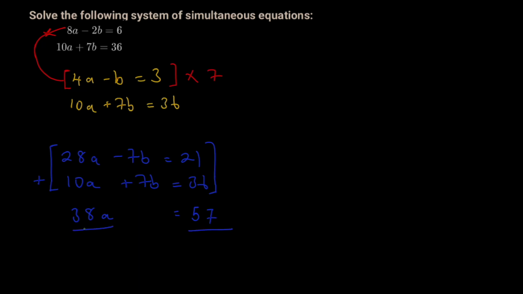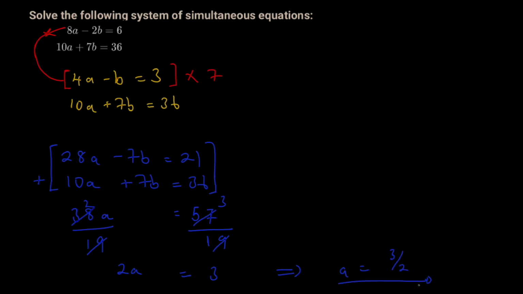So now 19 is actually a factor here, so we can divide both sides by 19. You divide this one by 19, you divide this one by 19. So here you get 2 and here you get 3. And then you get 2a equal to 3. So that means a equal to 3 over 2 like this.